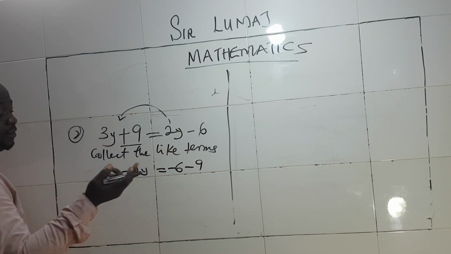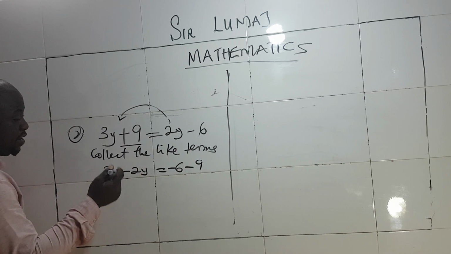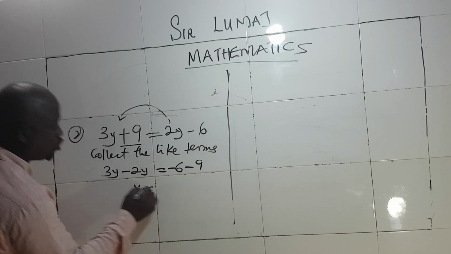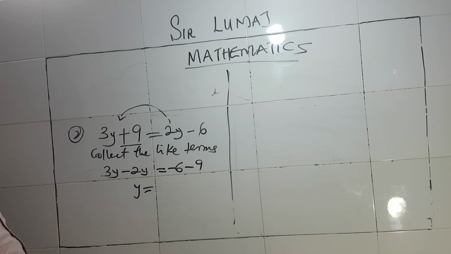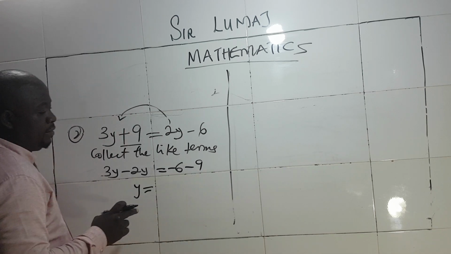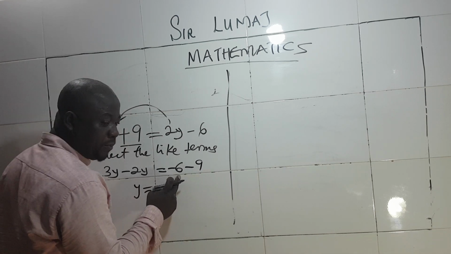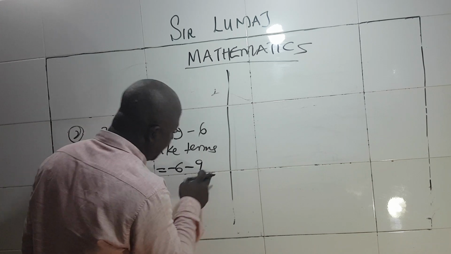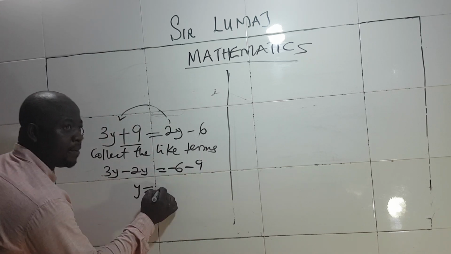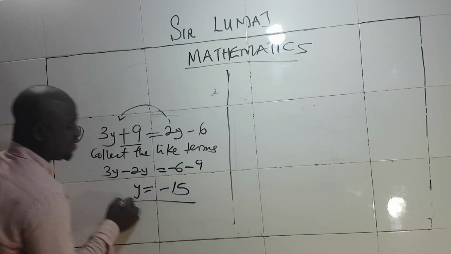We now have 3y minus 2y. You just say 3 minus 2. And that is what? 1. y, positive, is equal to, or your answer must be left in positive. So minus 6 minus 9. Minus 6 means I'm owing 6 people. I'm owing another 9 people. By the time you sum up those people I'm owing, they become what? Minus 15.